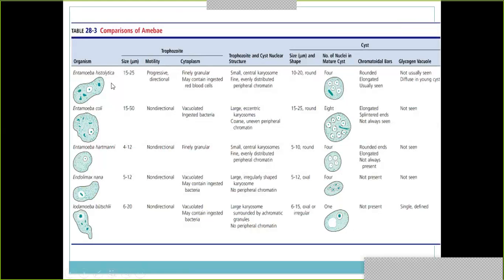So Entamoeba histolytica, really great motility. All the rest are pretty sluggish, slow, non-directional. So just keep that in mind as well. So again, out of this list of amoeba here, we're going to remember Entamoeba histolytica, Entamoeba coli, Entamoeba hartmanni, and then the last one, Iodamoeba bütschlii. We're going to just skip Endolimax nana just for the sake of what we have to know. So those are going to be the ones that we go through here, but you can come back and reference this chart. It's great because it puts it all into one snapshot.